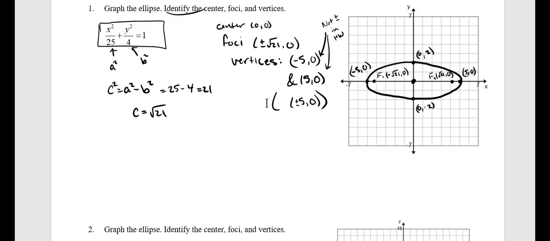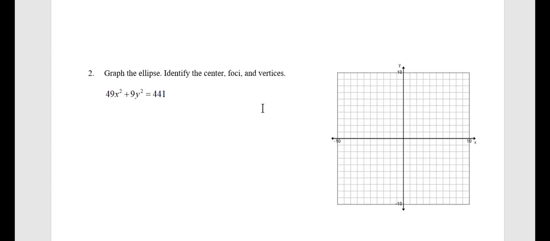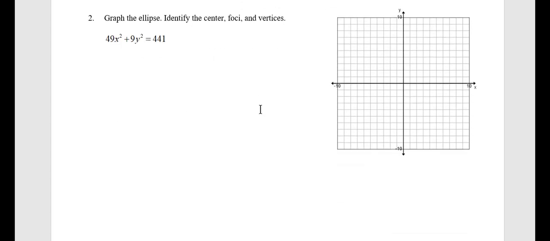We know it's an ellipse, and we answered specifically about those quantities we were asked about, the center, foci, and vertices. Let's do another one here. Maybe this would be a good time to try this if you want to pause the video, if you have a sense of how to do this. Otherwise, I'm going to jump in here.